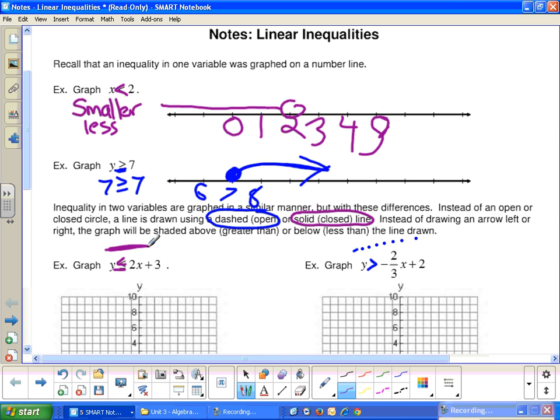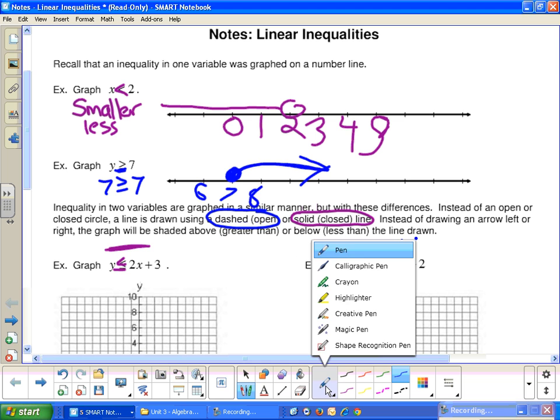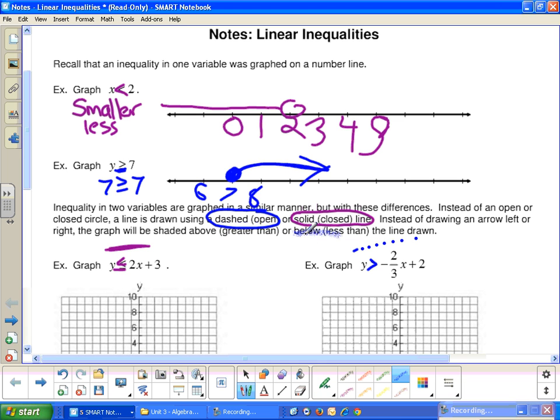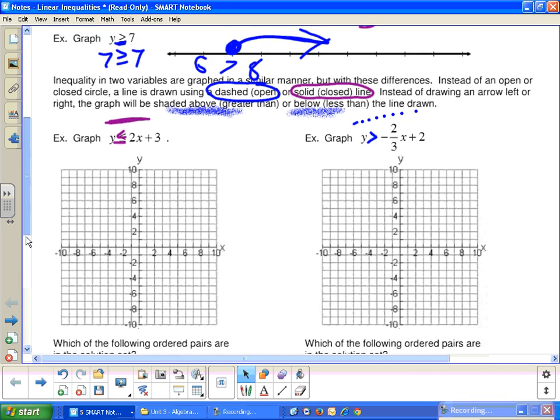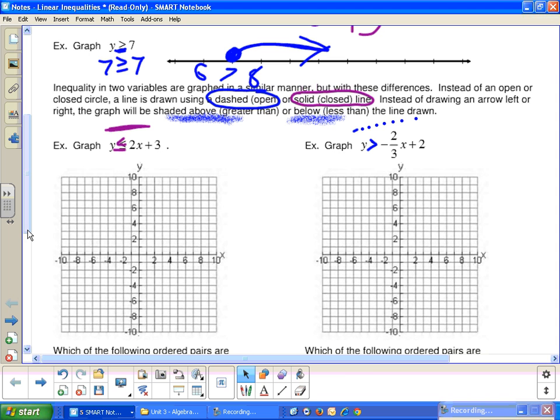The other thing is this. I'm going to have the crayon. We're going to shade above or below our line. Instead of just going on either end of the number line, we're going to do it on our graph. So, look at these two. Y is less than or equal to 2x plus 3.